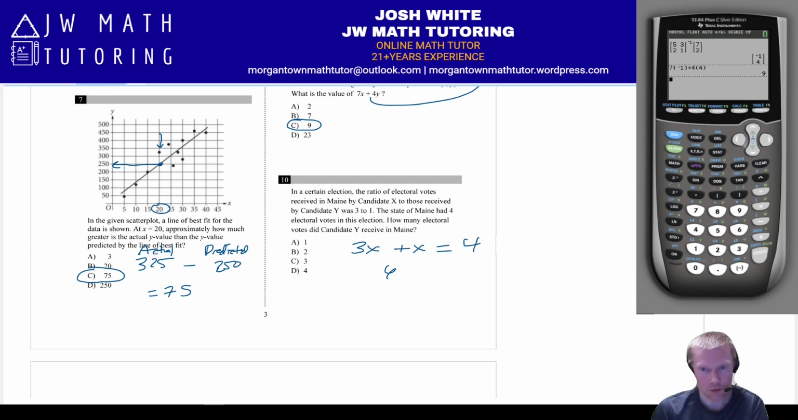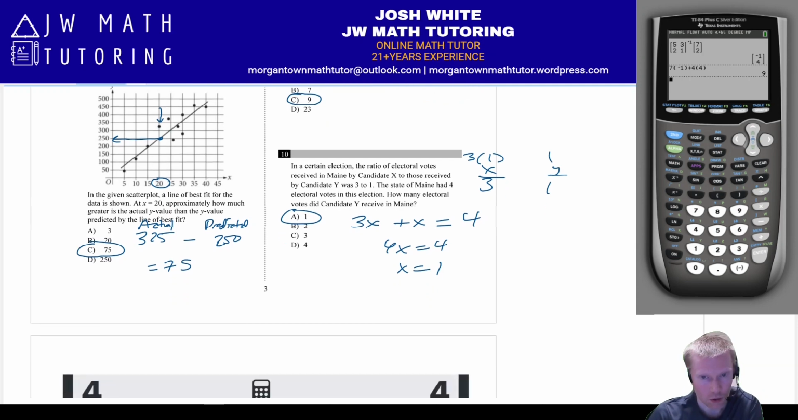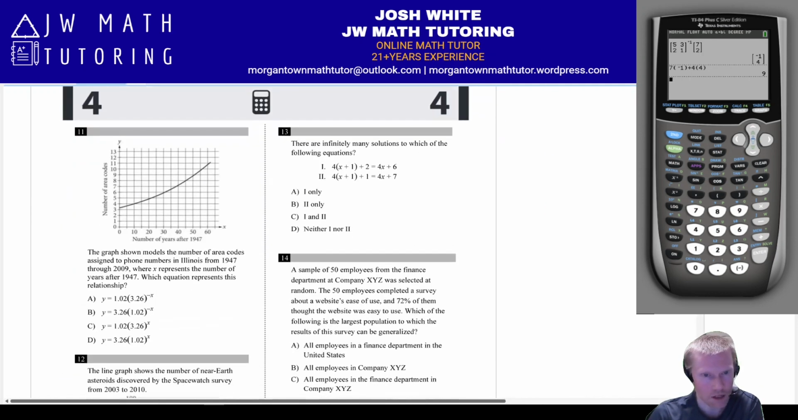Now, if you notice, when you go to solve this, it's going to be really basic. x is going to equal 1, which means that 3 times 1 is just 3, and 1 is just 1. So candidate X got 3, candidate Y got 1. They want to know how many candidate Y received, so the correct answer is just A, 1. Okay, and that's it. No more work to that one. Let's move on to the next page.